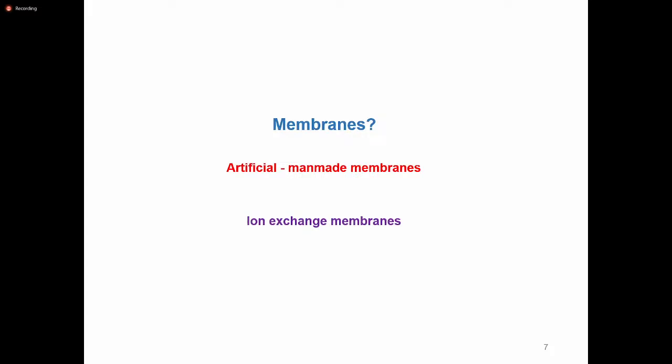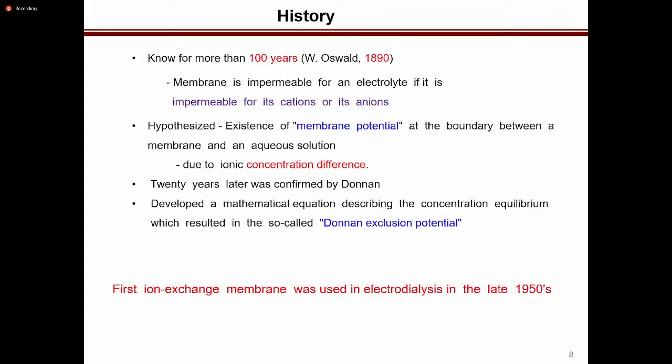So ion exchange membranes are polymeric membranes, but specifically what these membranes are, we are going to see today, and how we make them. These membranes were introduced a long time ago, more than 15 years ago. And the first application was in electrodialysis, which is also a well-known technology in many industries.